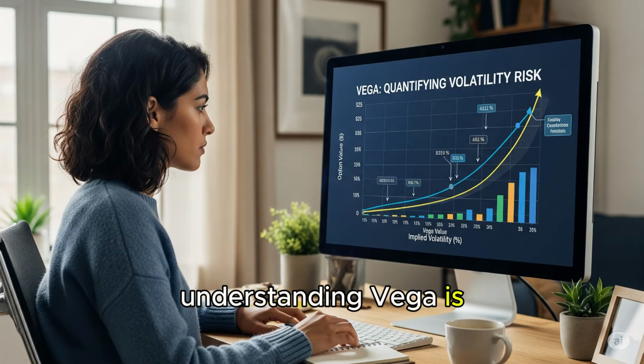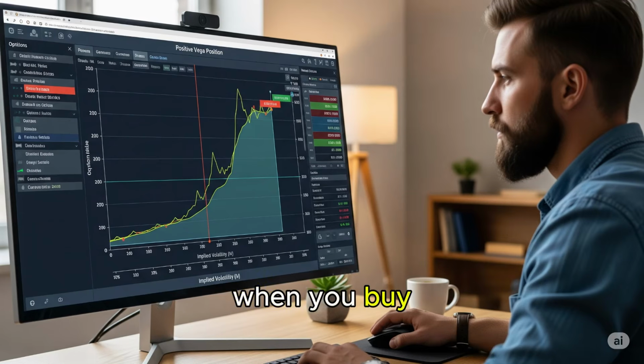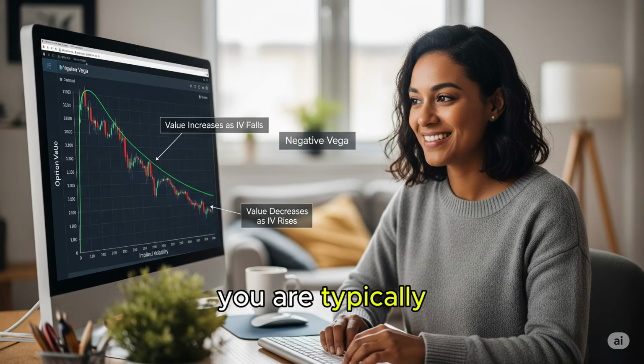Understanding Vega is crucial because it helps you quantify the risk you're taking on volatility itself. When you buy an option, you are typically taking a positive Vega position. This means your option's value will increase if implied volatility rises and decrease if it falls. When you sell an option, you are typically taking a negative Vega position. This means your option's value will increase if implied volatility falls and decrease if it rises.